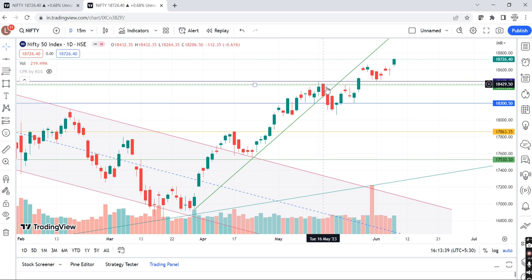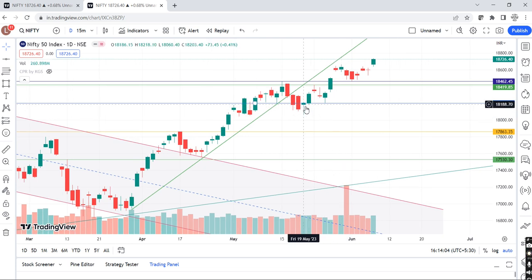This was on 16th of May. See, again it dipped towards the previous support, the resistance which converted into support, but didn't break the swing low. Understand that. If it is retracing and breaking the swing low, then it is changing the trend. But if it is coming down and the swing low is not getting broken, this is the right time, right?